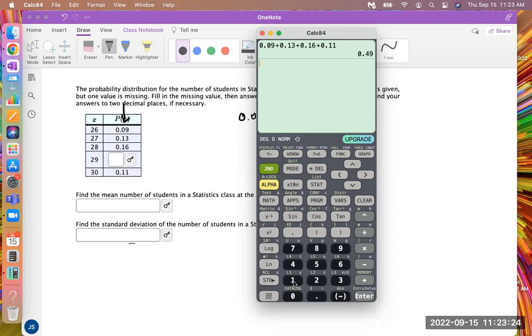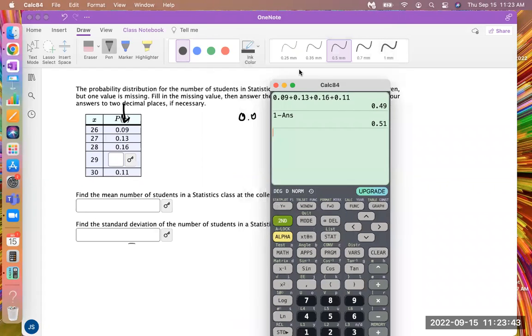So then I do 1 minus, and there's a neat little trick here. I can do second, this negative sign here, and it inputs the last answer. So this is doing 1 minus this 0.49 for me. I press enter, and that gives you 0.51. So that's the missing number that we have there.